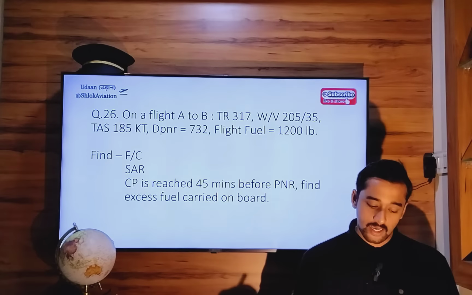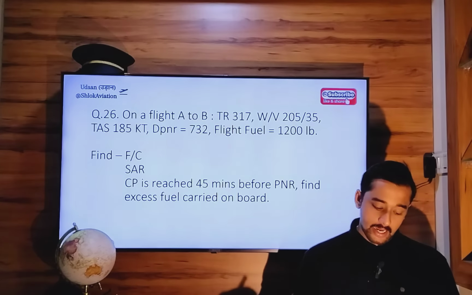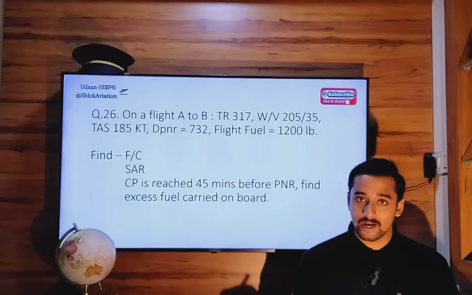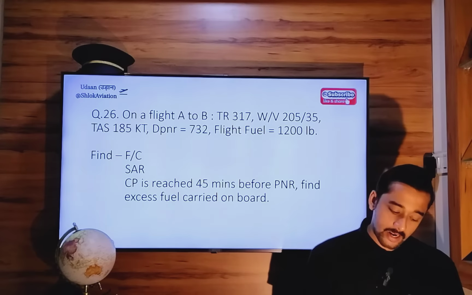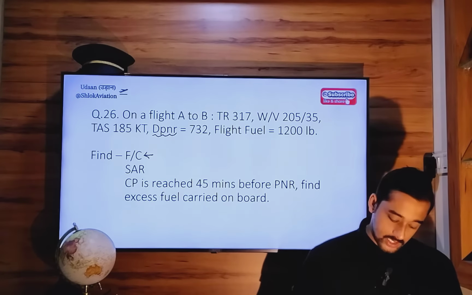Distance to PNR is given, flight fuel is given. We have to find fuel consumption, still air range, and if critical point is reached 45 minutes before point of no return, find excess fuel carried on board. So we will start with finding fuel consumption first, and distance to PNR is given to us.